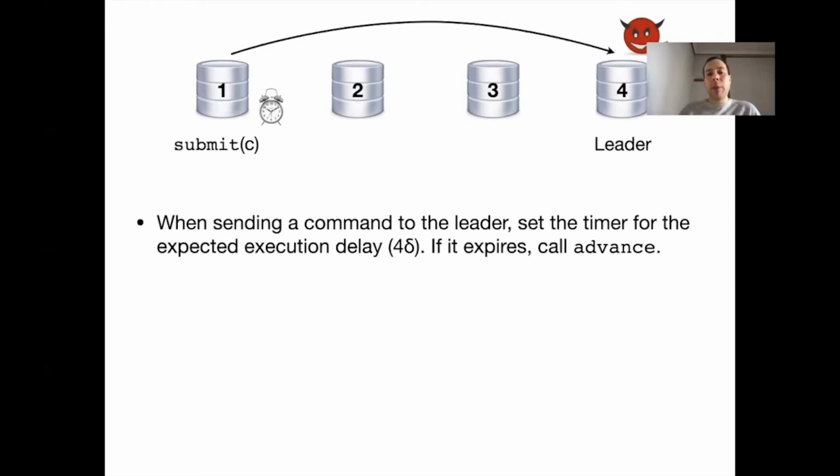If the timer expires before the command is executed at process 1, then the process will call advance and so complain about the leader because it's too slow. Now I'm setting the timer to 4 delta here. Before I told you that delta is unknown to the protocol. For the moment, let's just assume it's known, and later I'll explain how to deal with unknown deltas. Okay, so now using this mechanism, a process may complain if the leader is not executing its commands.